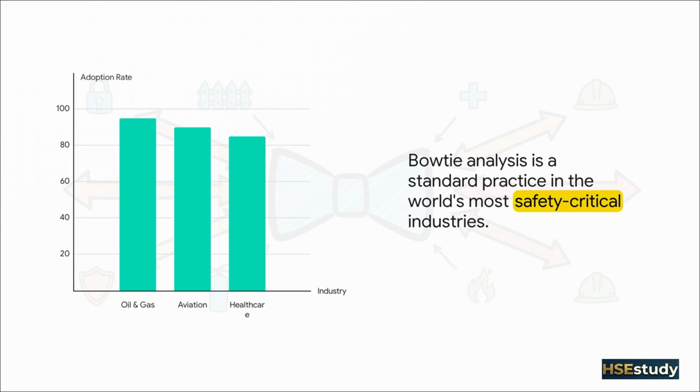And this is not just some niche tool. Bowtie analysis is standard practice in the world's most safety-conscious industries. We're talking oil and gas, managing process safety, aviation, preventing flight incidents, even healthcare, improving patient safety. They all rely on this visual method to get a handle on their most complex hazards.